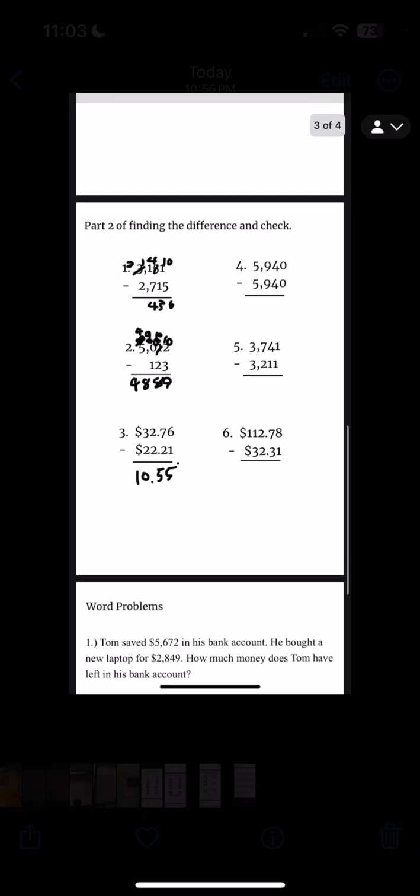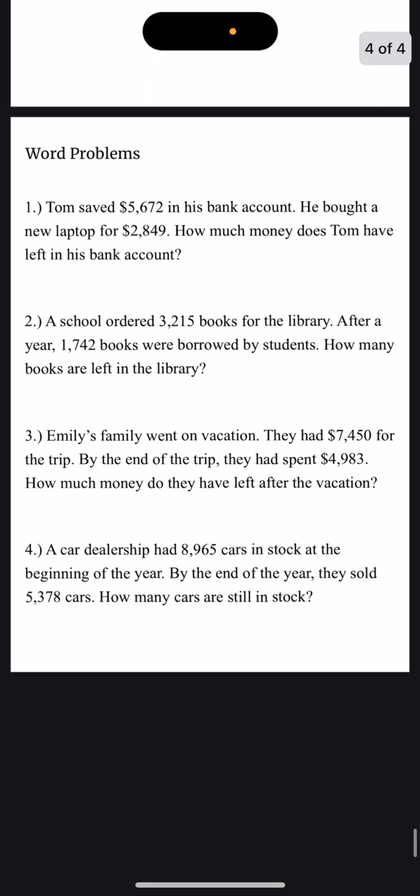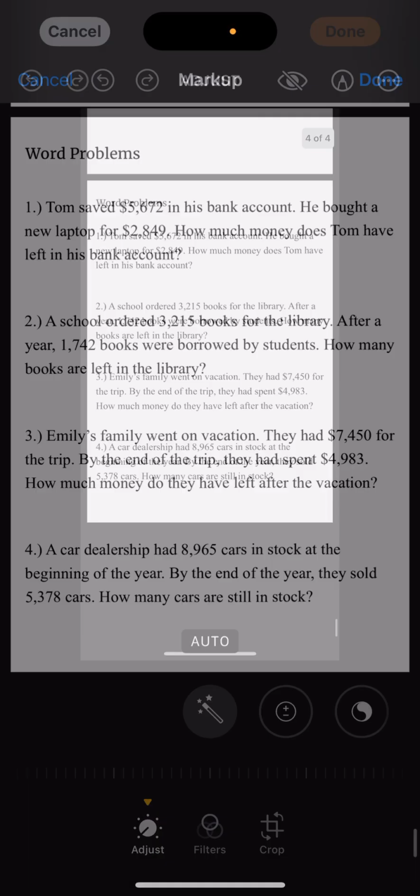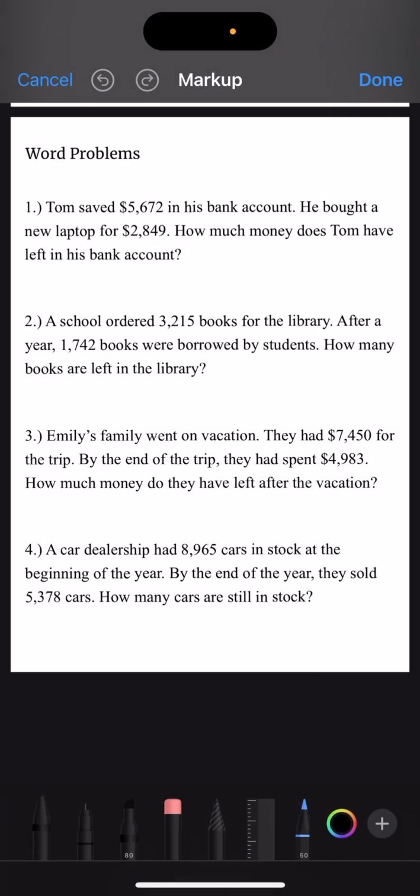Okay, moving on. Lastly, we have word problems. Number 1. Tom saved $5,672 in his bank account. He bought a new laptop for $2,849. How many money does Tom have left in his bank account?